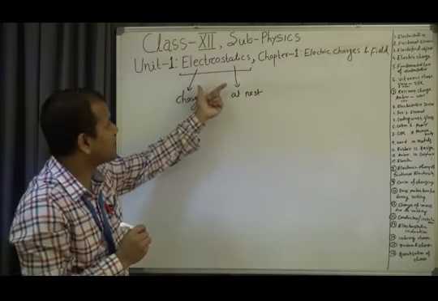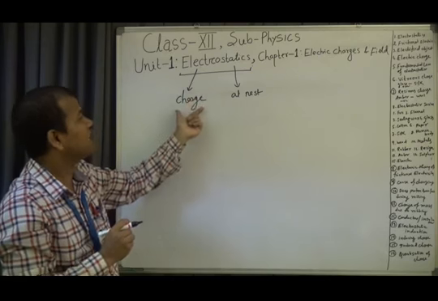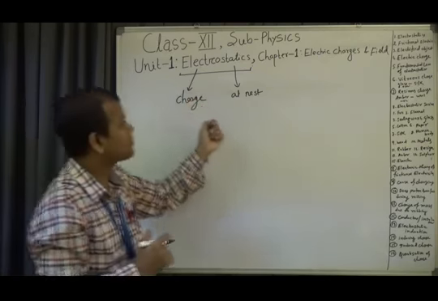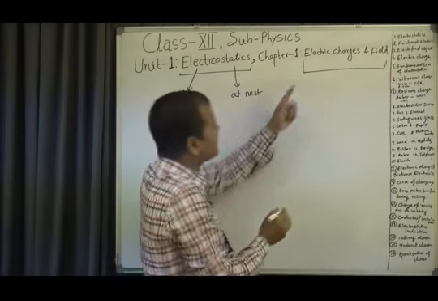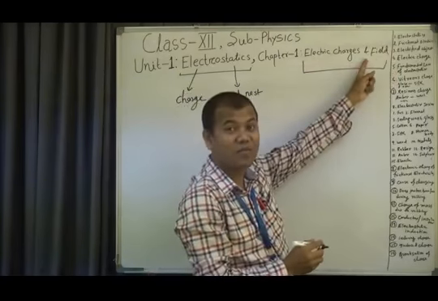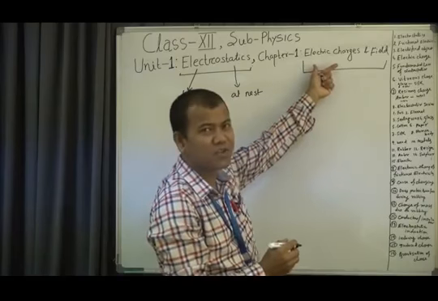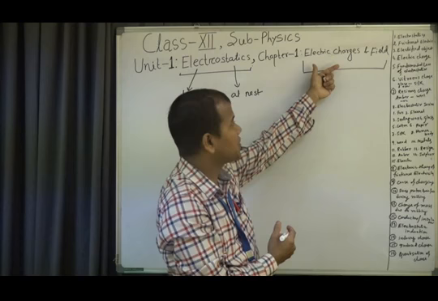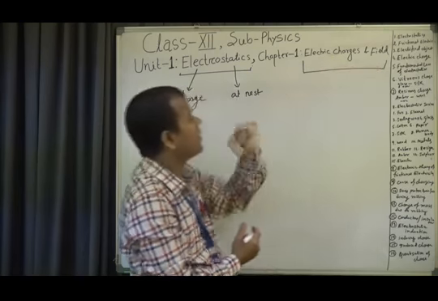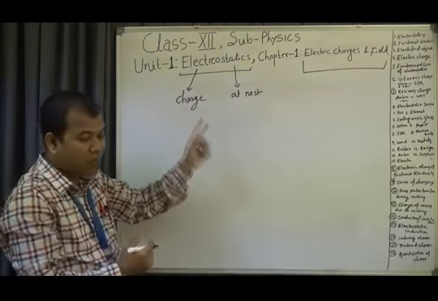So electrostatics का मतलब क्या है? Charges at rest. Now, what is the name of the chapter? The name of the chapter is electric charges and field, okay. So electric charge, what is that? Obviously I will discuss electric charge and about the field. Now let me move to the chapter.